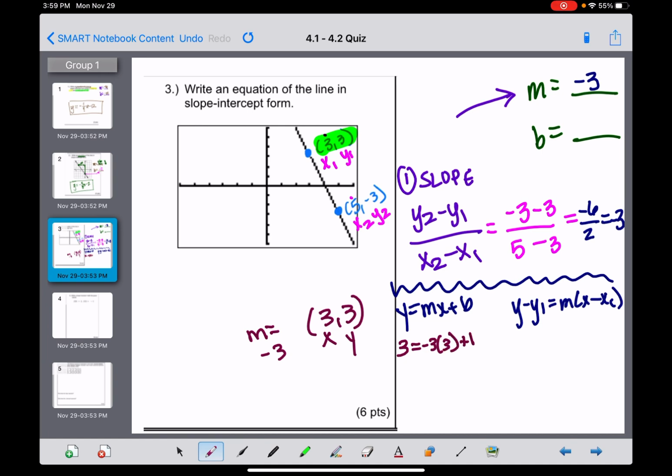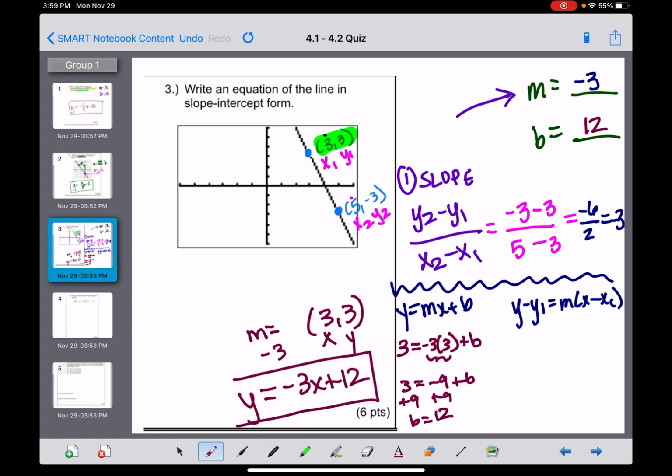I'm solving for b. Negative 3 times 3 is negative 9. I add 9 to both sides to get a b value of 12. So at that point, I can write my final equation, y equals negative 3x plus 12.